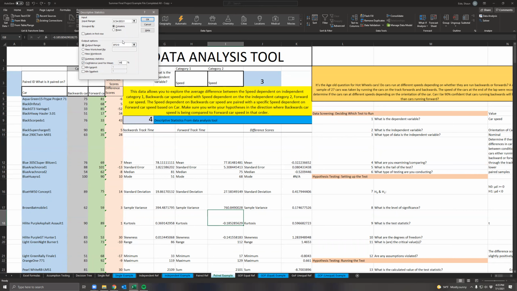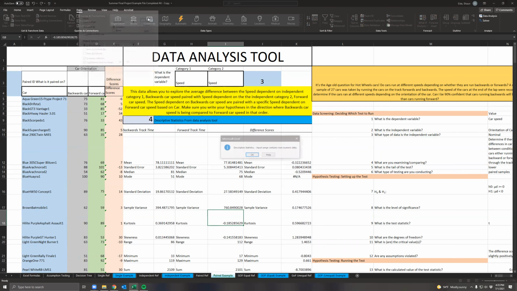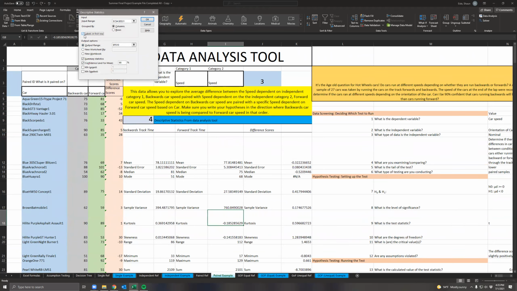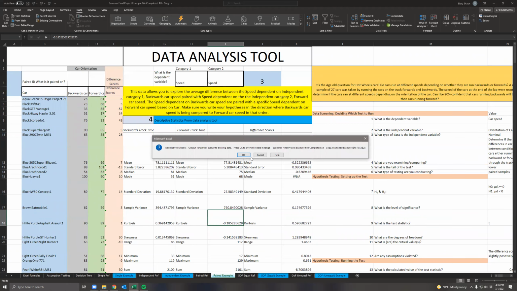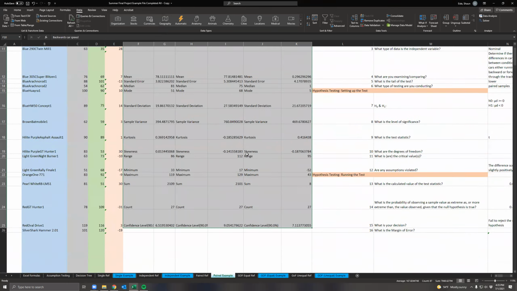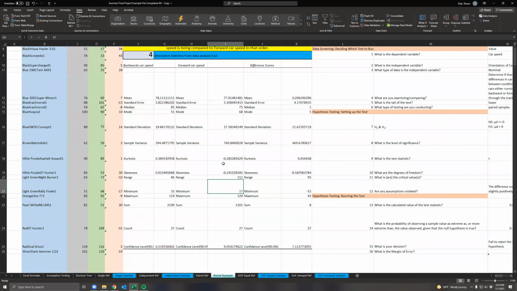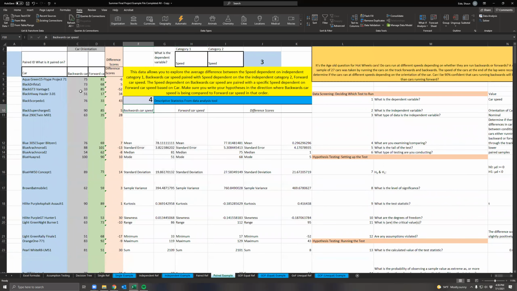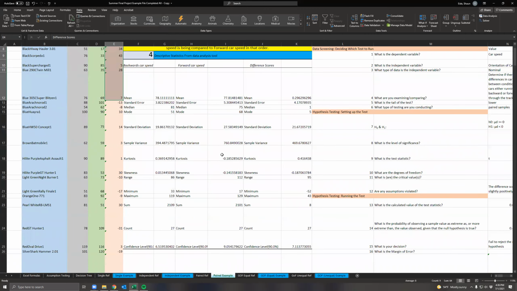And press OK. Oh, and labels in the first row. When it says non-numeric, make sure that you have the labels in the first row, and then it just overwrote all that. So we're good to go. And you'll notice that all of the descriptive statistics for the backwards car speed, the forwards car speed, and the difference scores are all right here.